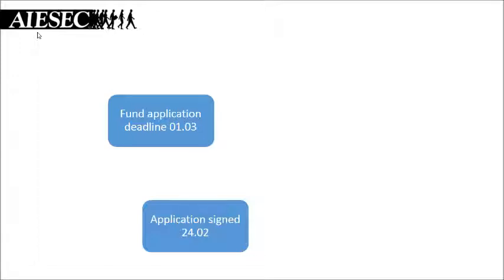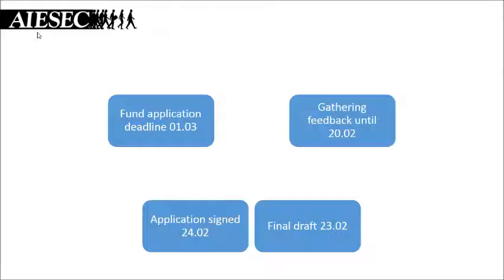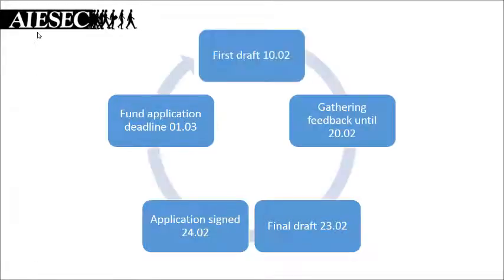In this example, that time to have the application signed and ready is the 24th of February. This leaves 1 week of buffer time just in case something goes wrong before the deadline. The final draft should then be ready by the 23rd so that you have 1 day to sign it. Before that, you should gather feedback, and before that, you should have the first draft. So the point of backwards planning is to start from the final deadline so that you can make sure that you have time to go through all of the processes and activities in time. The project plan is one of the most important tools in organizing.